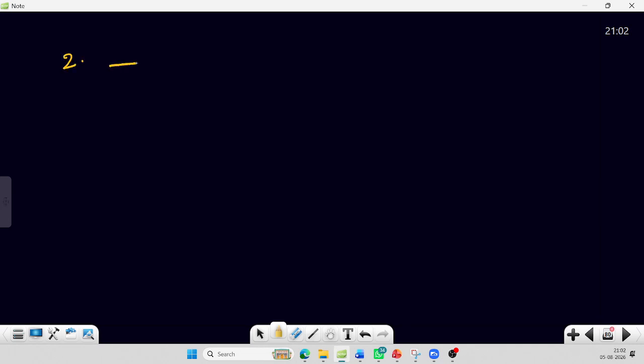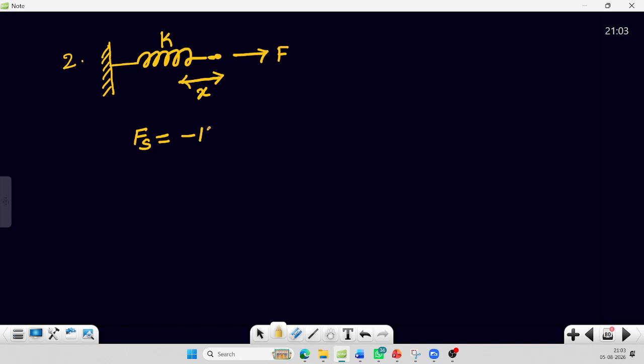Now, in this case, this end we applied some force, and let us say we have a certain elongation, say x. How much is the spring force? The spring constant is K. The spring force will be equal to minus Kx.